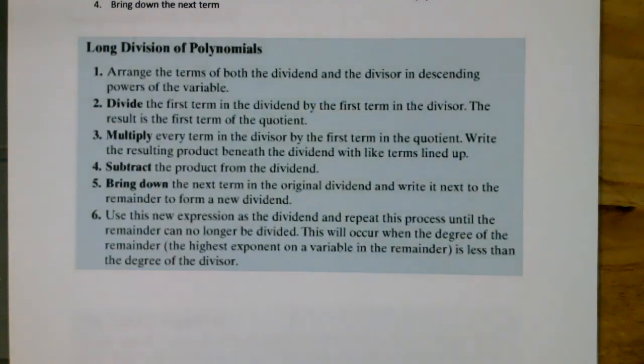And then bring down the next term in the original dividend and write it next to the remainder to form a new dividend. And then you're going to use this new expression as the dividend and repeat this process until the remainder can no longer be divided. This will occur when the degree, or the highest exponent, of the remainder is less than the degree, or the highest exponent, of the divisor.